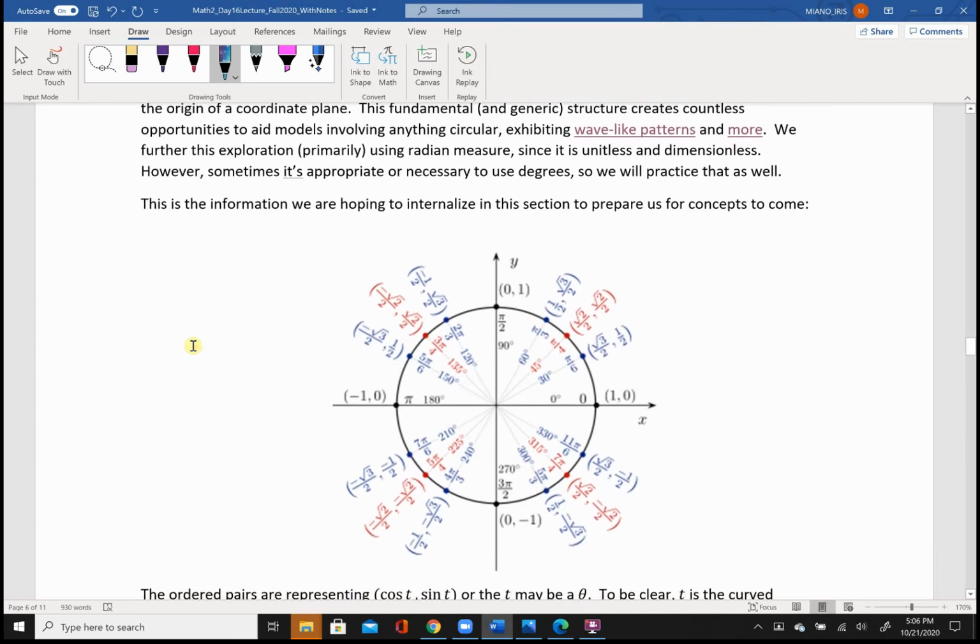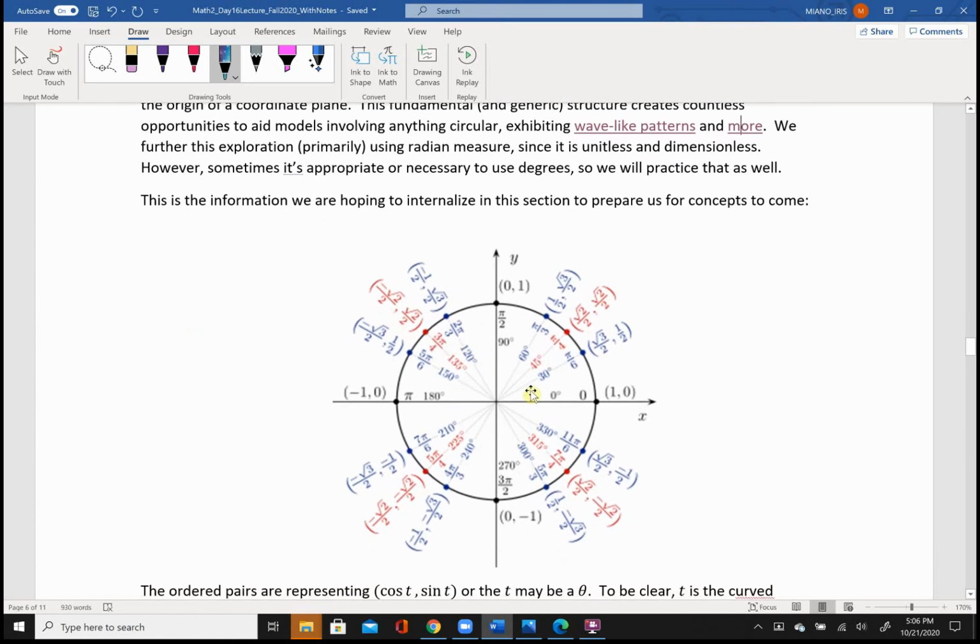Okay, so yes, radians and degrees, both of these measurements are certainly in play, and we want to use them in order to find positions on the unit circle.